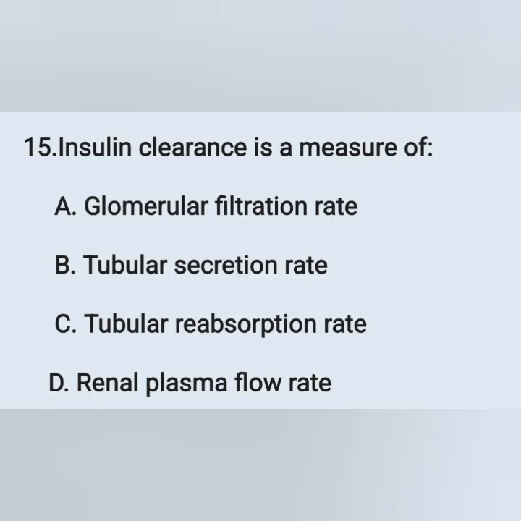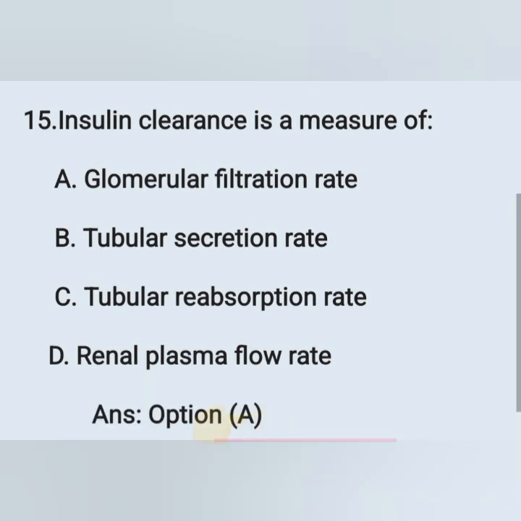Move on to the next question. Inulin clearance is a measure of: option A glomerular filtration rate, option B tubular secretion rate, option C tubular absorption rate, option D renal plasma flow rate. Inulin clearance is a measure of glomerular filtration rate. Option A is the correct answer.